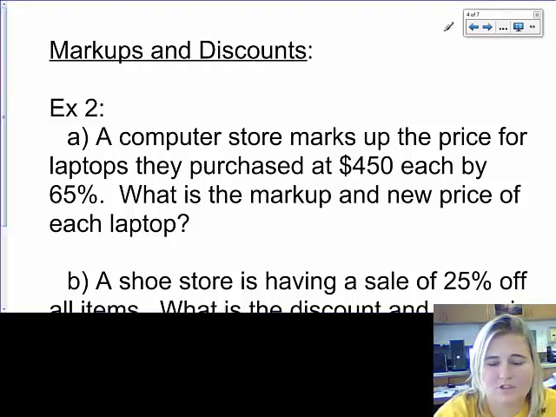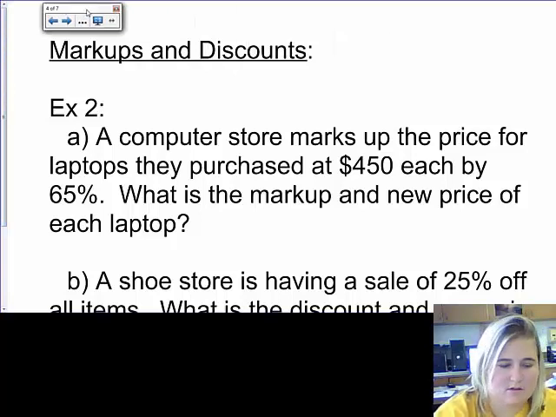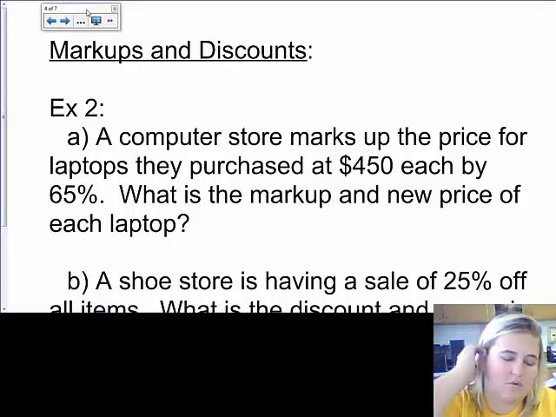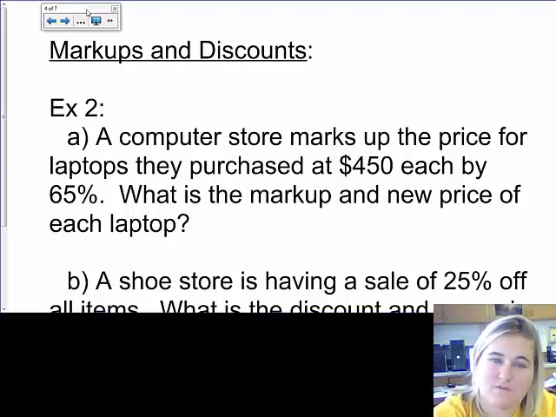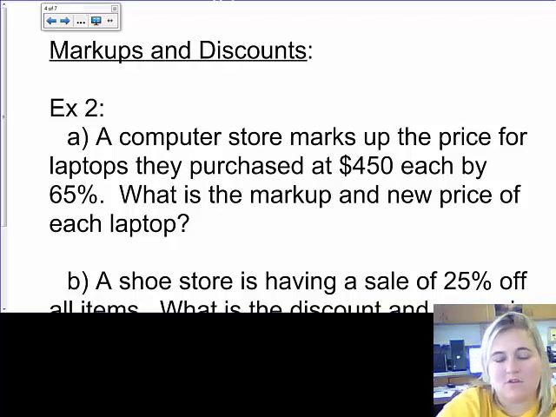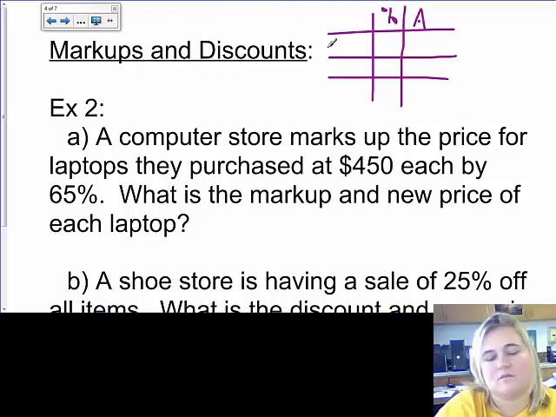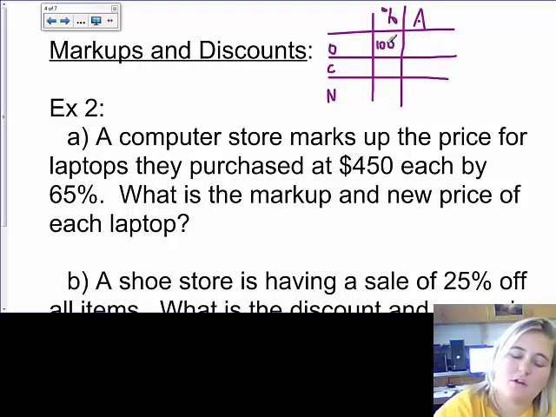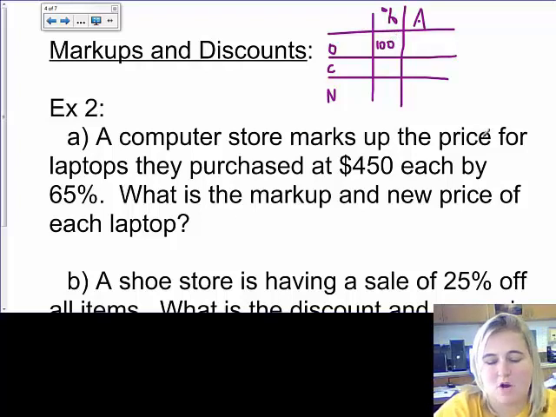Example 2a says, a computer store marks up the price for laptops they purchased at $450 by 65%. What is the markup and new price of each laptop? So I'm going to start by using that table that we just talked about. So we have the original, the change, and the new. The original percent is always 100%. Okay, and then we're going to use the word problem to tell us the rest of it. First of all, it says that it marks up the price, which means my change is going to be an increase, so it's going to be a positive.